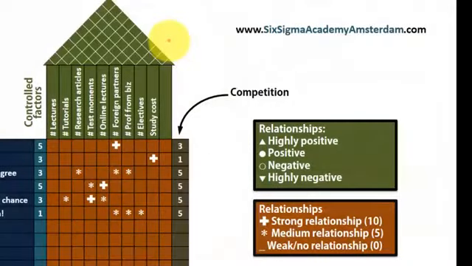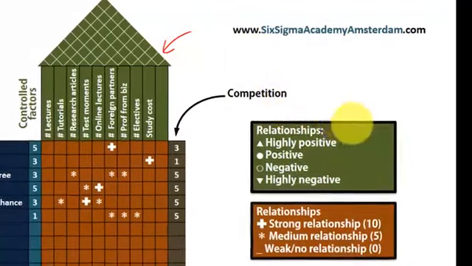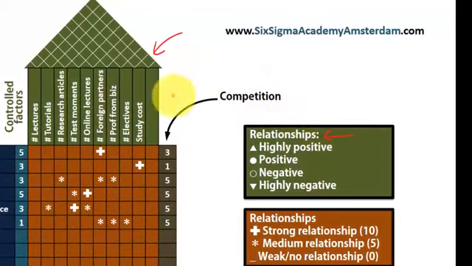Now, last but not least, we look at the roof of this house of quality, where we indicate basically the relationship between the factors that we control. For instance, the relationship between study cost and the number of online lectures. And we indicate if that relationship is highly positive, negative, or highly negative. And we use these symbols basically to indicate that.